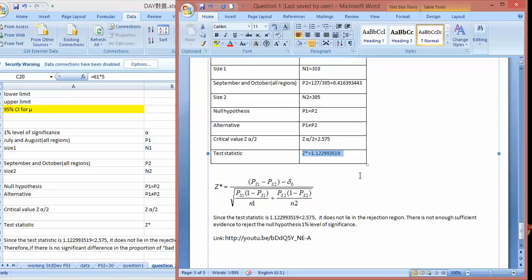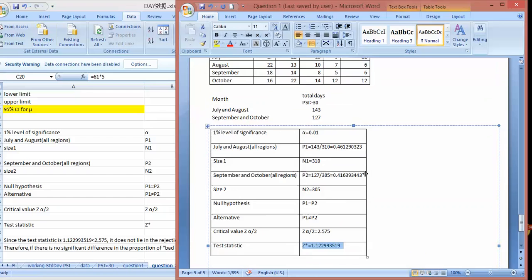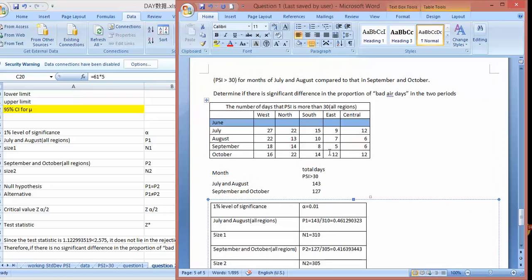Since the test statistic value is less than 2.575, it does not lie in the rejection range, so there is not sufficient evidence to reject the null hypothesis at the 1% level of significance. Therefore, we can see that there is no significant difference in the proportion of bad air days in the two periods.